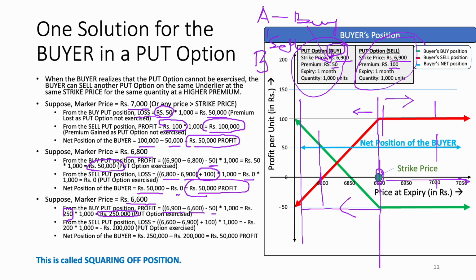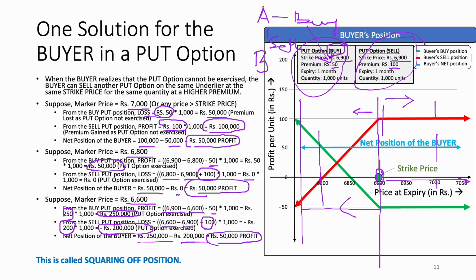Since 6,600 is less than the strike price, B will also exercise the put option, and as a result, A will suffer a loss. A's loss will be the market value of 6,600 minus 6,900, which is the strike price, plus he will add his premium he will get from B. So his net position is that he loses 200 rupees per unit. So his net loss will be 200,000 rupees from the sale which B will make. Now the net position of A is that he made a profit of 250,000 rupees and had a loss of 200,000 rupees. So he made a profit ultimately of 50,000 rupees.